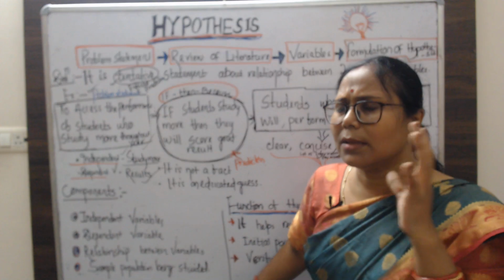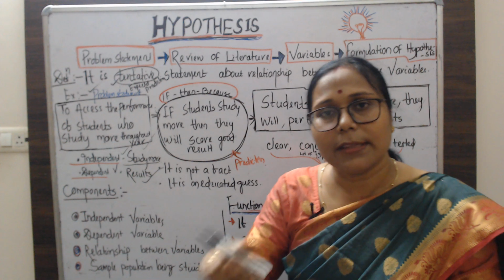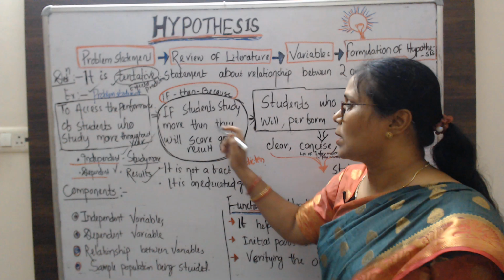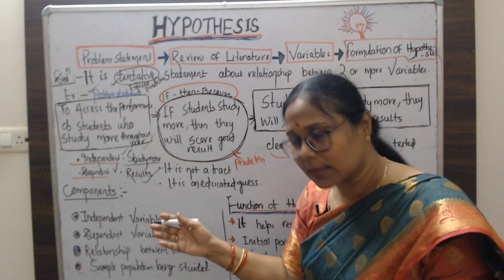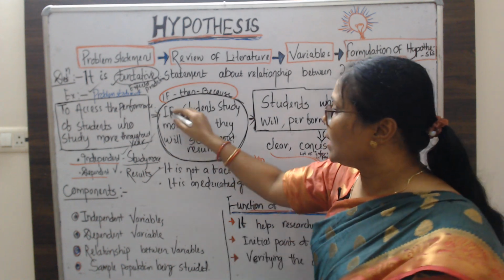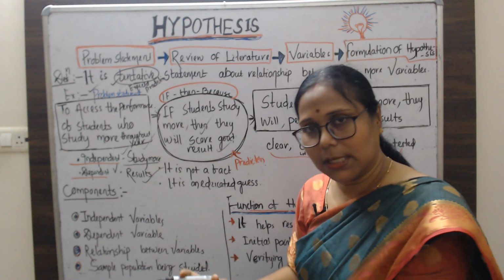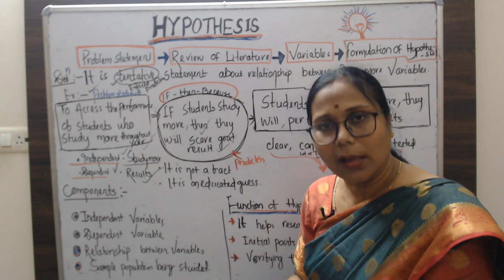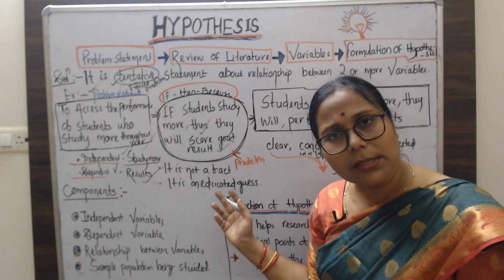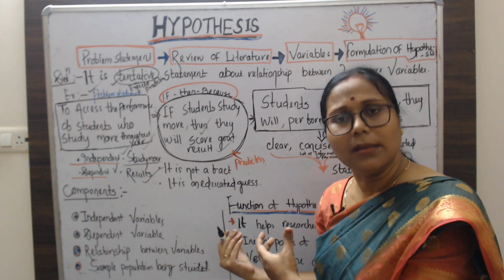So what the researcher thinks, the prediction, will take the form of if, then, because. If the students study more throughout the year, then they will score good marks. So if, then is there, because those students who have prepared more study hours throughout the year, who have studied more hours for the exam, will score good results. So the study hours is the independent variable and the result is the dependent variable.